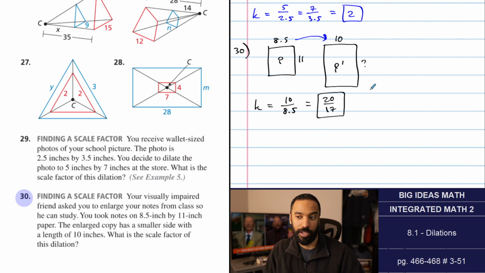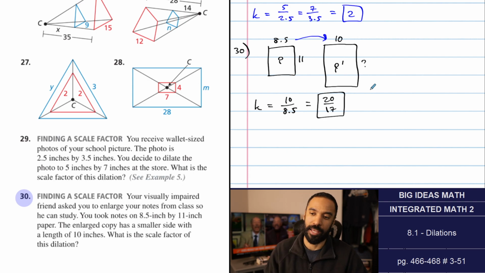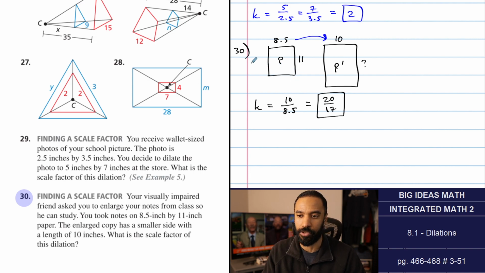So 11 times 20 over 17 would be some weird fraction. Maybe that's why they're not asking you to use that. But they could have also used prettier numbers, I suppose.